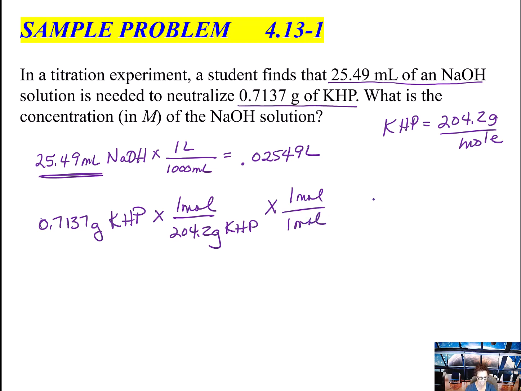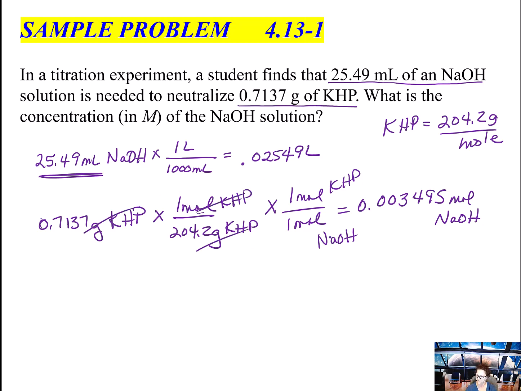Remember the mole ratio. And so I'm going to have 0.003495 moles of sodium hydroxide. Sorry, because this is moles of KHP to moles of sodium hydroxide. So grams, moles of KHP, moles of sodium hydroxide. That's why you do it, so you don't mess up. So you've got moles of sodium hydroxide.